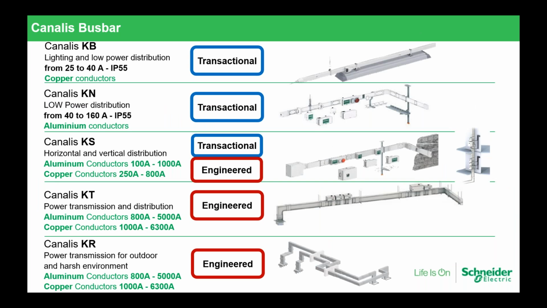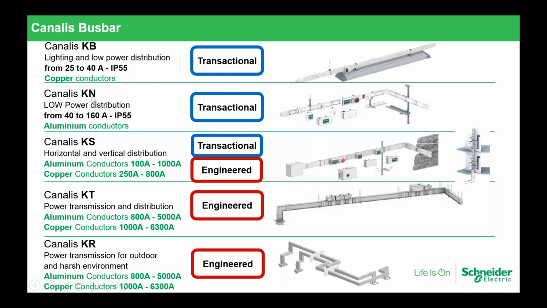Here is a panorama of our offers. I put on the right hand side also some images just to see how it looks. But as I mentioned earlier, our Canalis busbar trunking system starts from 25 amps up to 6300 amps. So we have what we call Canalis KB, our lighting and low power distribution busbar trunking from 25 to 40 amps, IP55 and copper conductors. And again, this is a range of offer that is kept in stock. So it's a transactional offer.